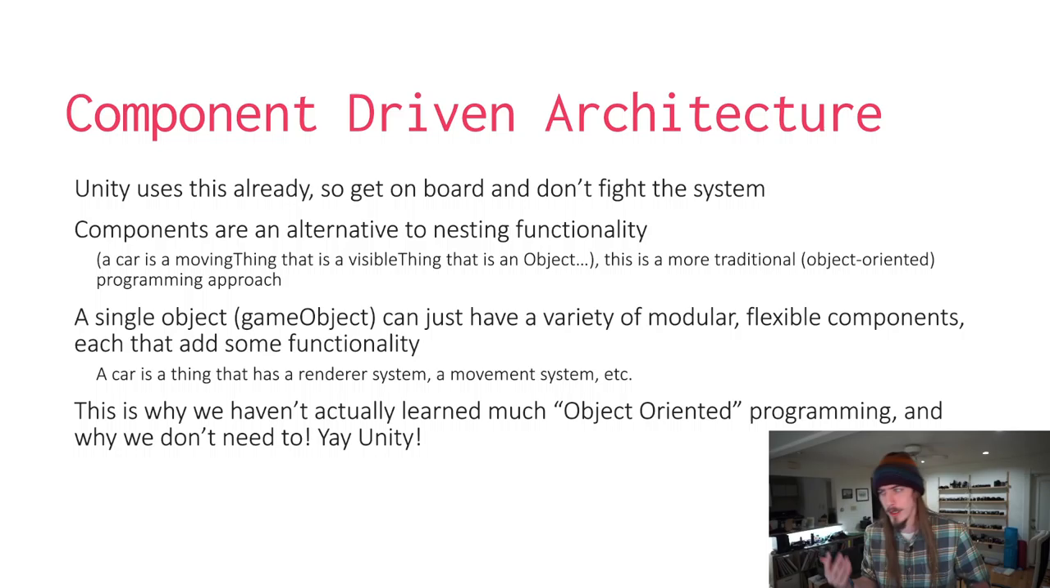In game programming, having a wheel or engine be these modular things that I can just add to objects that can support having multiple mix and match components, that makes life easy. And that is component-driven architecture. And that's exactly what Unity uses. This is not a standard programming thing. This is a system that Unity developed that we can use, right? We extend MonoBehaviour.